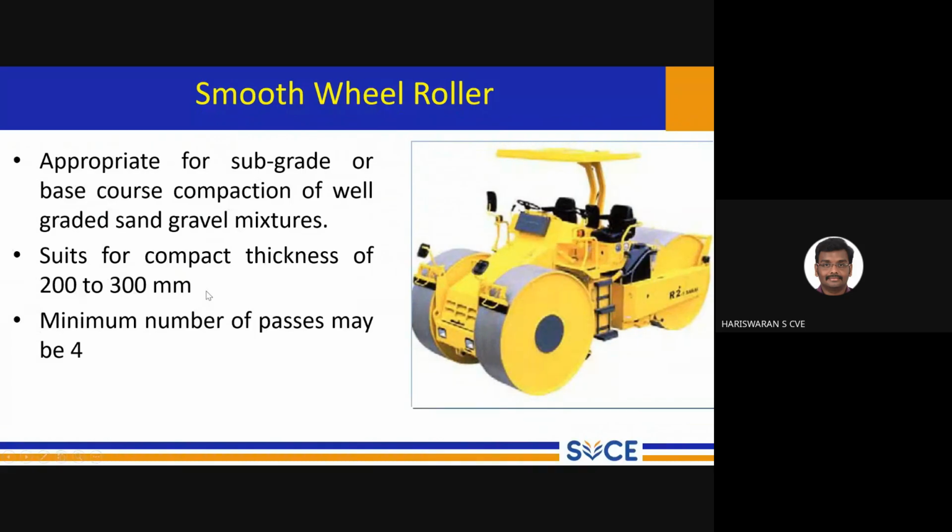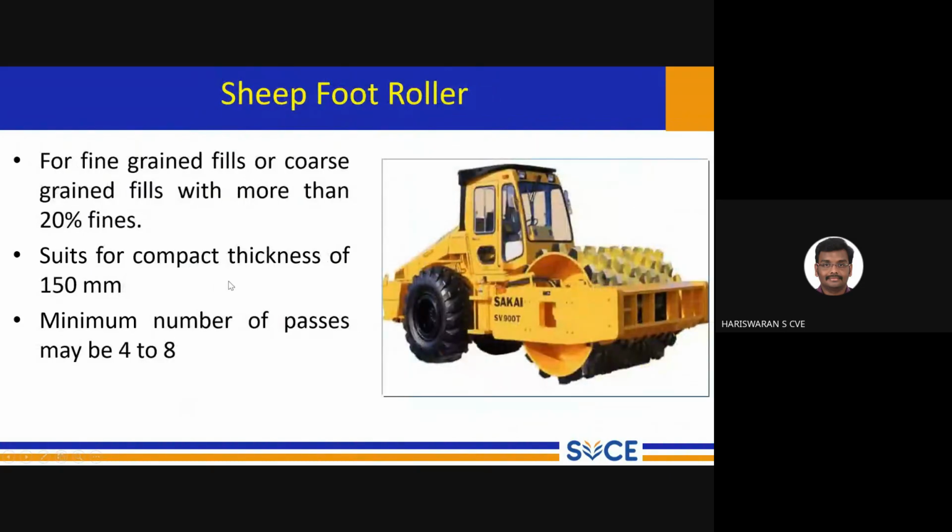Another type is called gap graded. Gap graded soil is nothing but it may have a sandy or gravel soil, and there will be an absence of in-between size of the particles. In extreme size, clay may be present. So that is called gap. Some size of the particle is missing, right? So here we are always expecting a good well graded soil. This type of smooth wheel roller will be recommended.